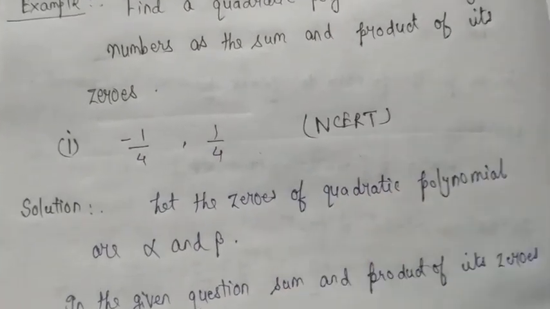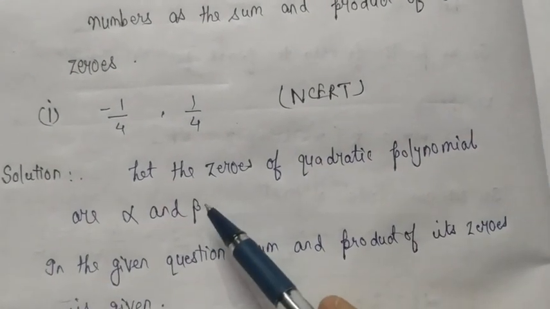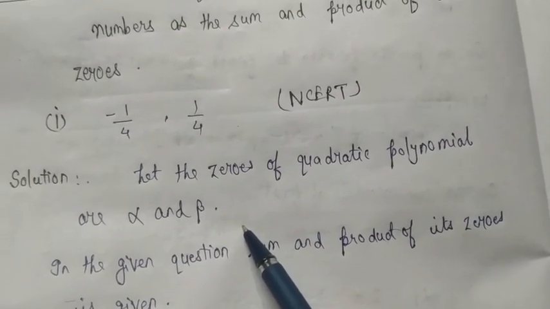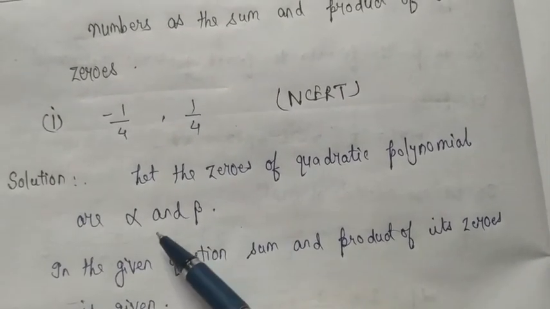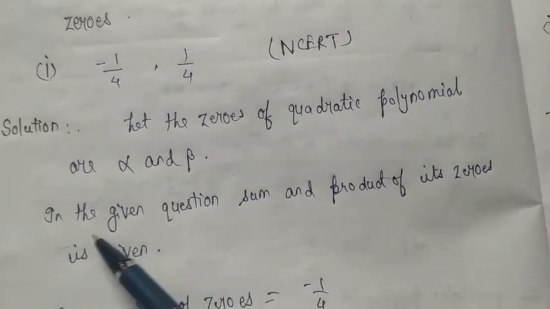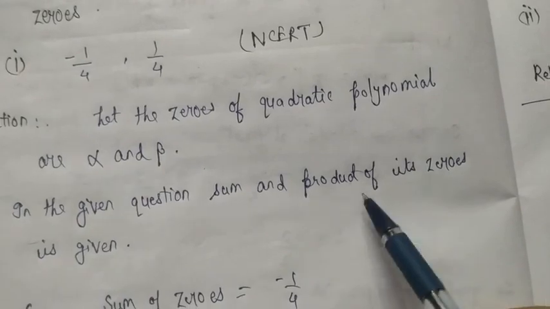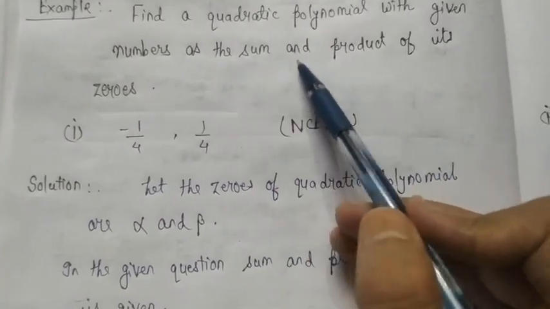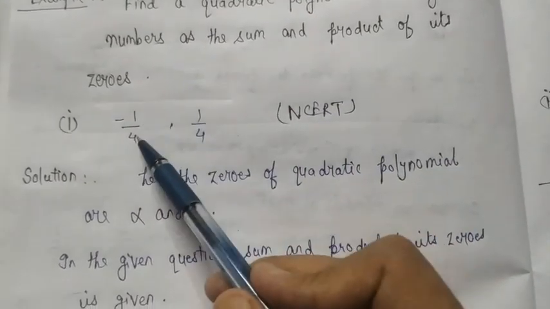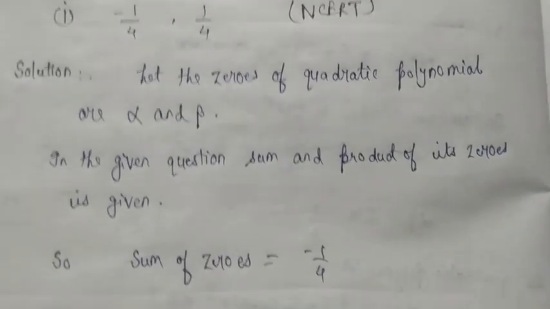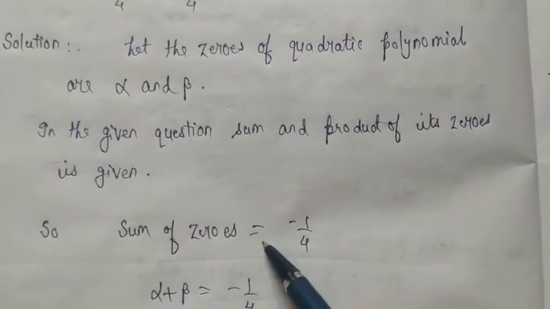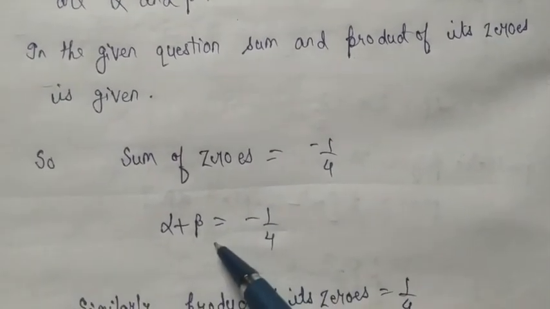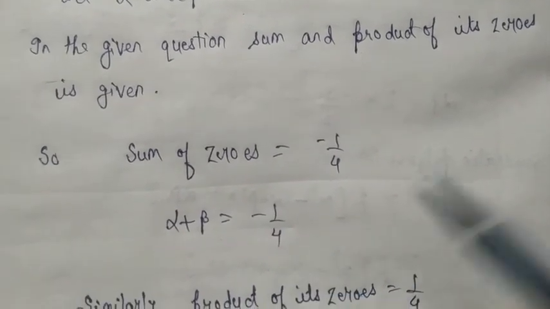Whenever you are going to solve this type of question, just assume that the zeros of the quadratic polynomial are α and β. You already know, if we have to construct two zeros, then we can name them α and β. So in the given question, the sum and the product of its zeros are given, minus 1/4 and 1/4. The sum of zeros is given, that is -1/4, and the sum of zeros can also be written as α + β. So α + β = -1/4.